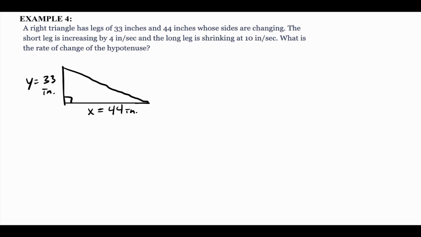Whose sides are changing? The short leg is increasing by 4 inches per second, and the longer leg is shrinking by 10 inches per second. What is the rate of change of the hypotenuse? So what is the hypotenuse?